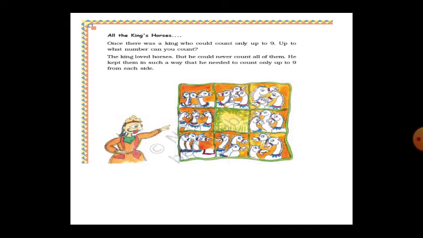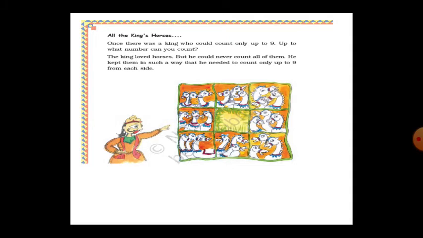Here, all the king's horses. Once there was a king. Here is one story. Once there was a king who could count only up to 9. Up to what number can you count? The king loved horses, but he could never count all of them. He kept them in such a way that he needed to count only up to 9 from each side.